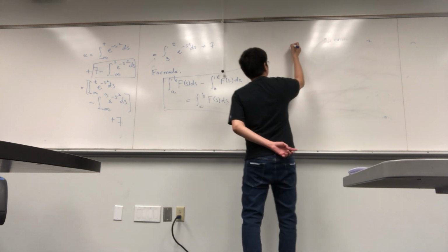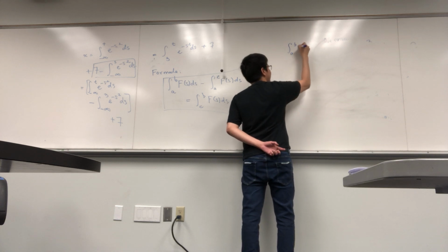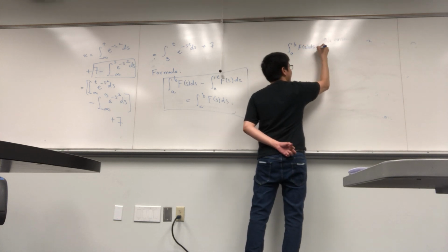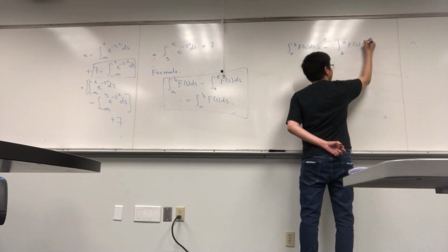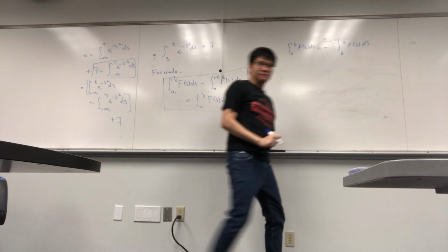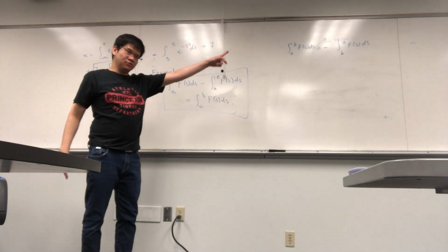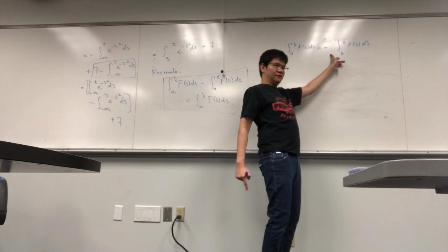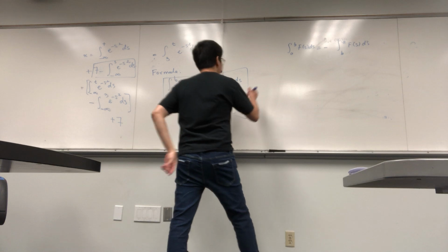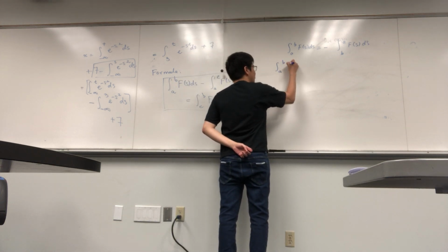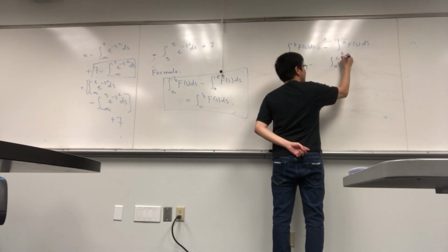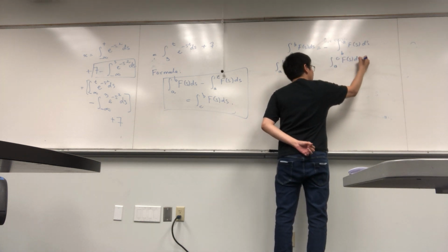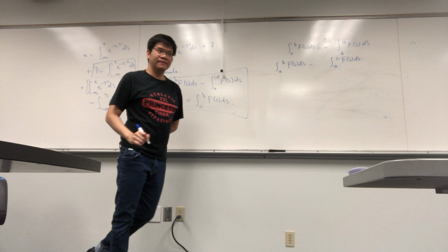So you observe that the integral from A to B of f(s) ds will be minus the integral from B to A of f(s) ds, right? So you just switch the two limits and you have to change the sign. So now you take the sum. You're going to take the integral from B to A of f(s) ds minus the integral from A to C of f(s) ds. All right?